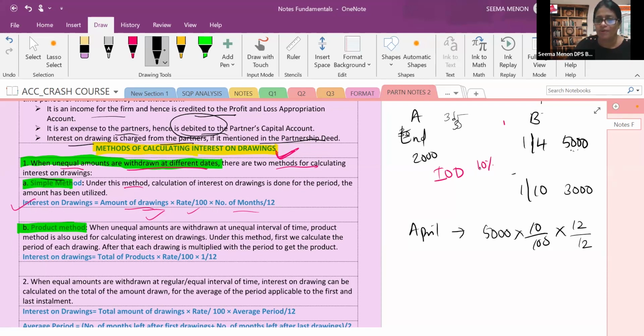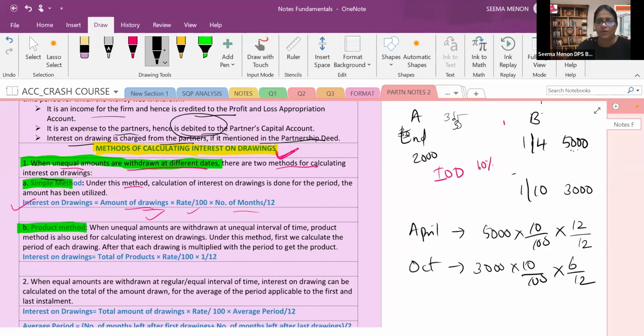Then comes the month of October. For October, how much? 3,000 withdrawn. Interest is 10%. After October 1st: October, November, December, January, February, March. How many months will be there? 6 months, so 6/12. This is the way for the month.